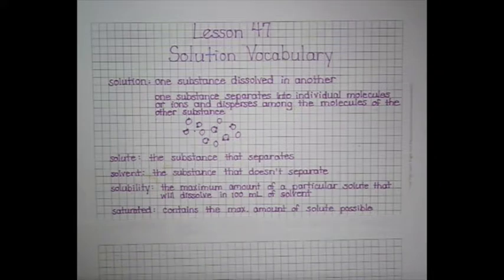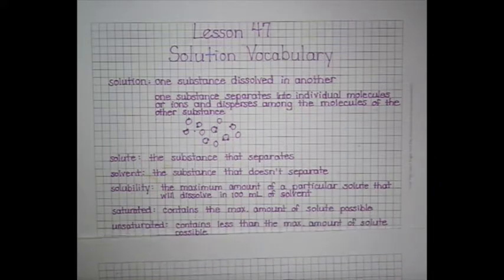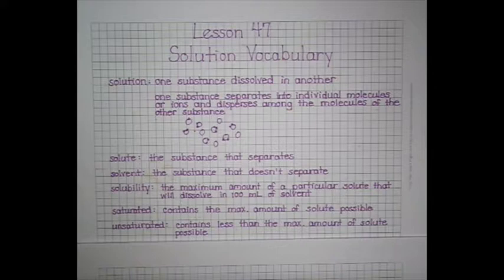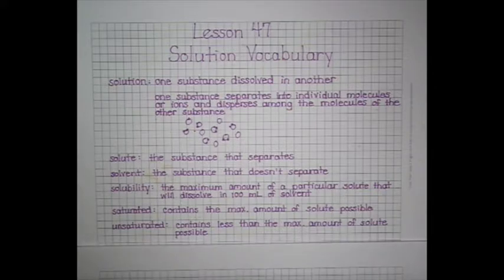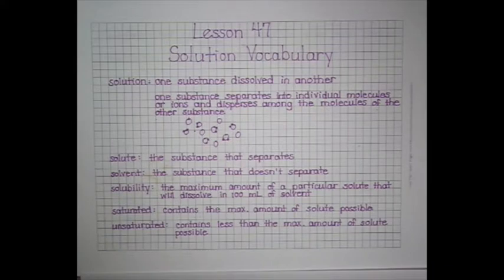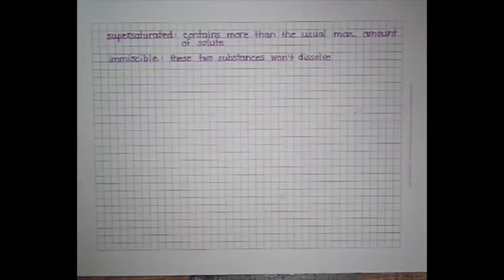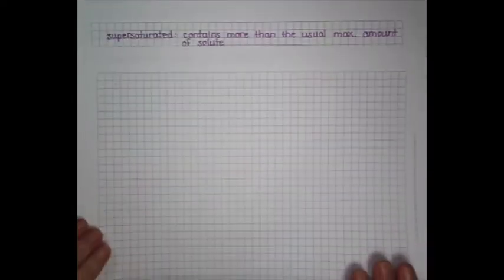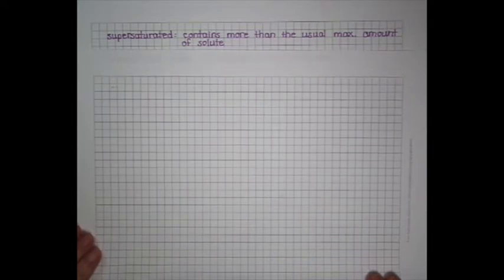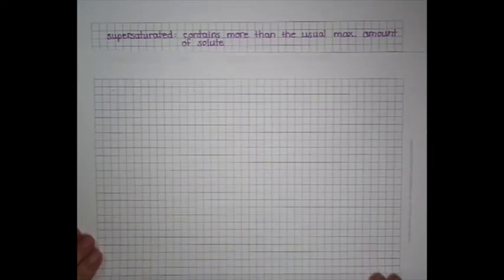If we have less than that maximum amount, then our solution is unsaturated, and we could dissolve more solute in it if we tried. We don't have to, but we could if we tried. It's even possible, if you are very, very careful, to produce a solution that is supersaturated.